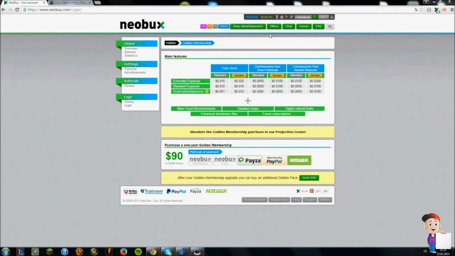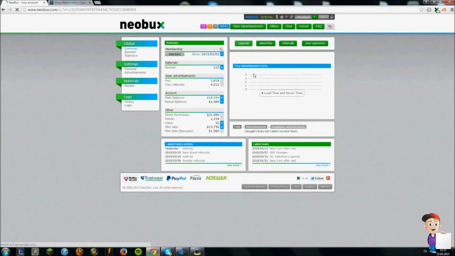So now I will come to my last point. Some more features on NeoBux. As I said before, there are points and there are also coins. To get points and coins, you basically have to do offers like downloading apps and fill in surveys, and that's basically it. Like you saw before, you can also get points on ad price, and I will show you what you can use these points and coins for.